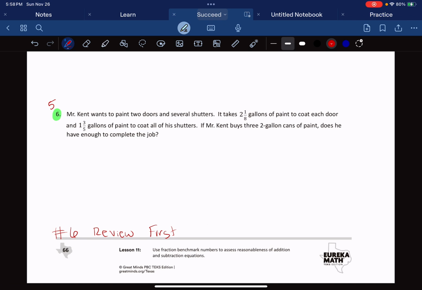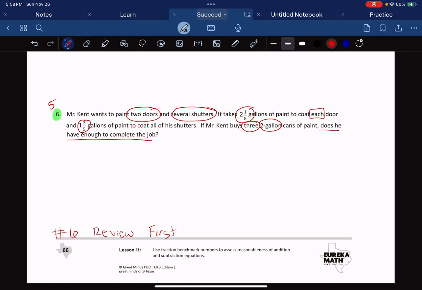I would probably circle this too, that we have 2 doors. It says several shutters. It takes 2 1/8 gallons to coat each door. So 2 1/8 gallons to coat each of those doors. And 1 3/5 gallons to coat all of the shutters. If Mr. Kent buys 3 2-gallon cans of paint, does he have enough? So that is our question.